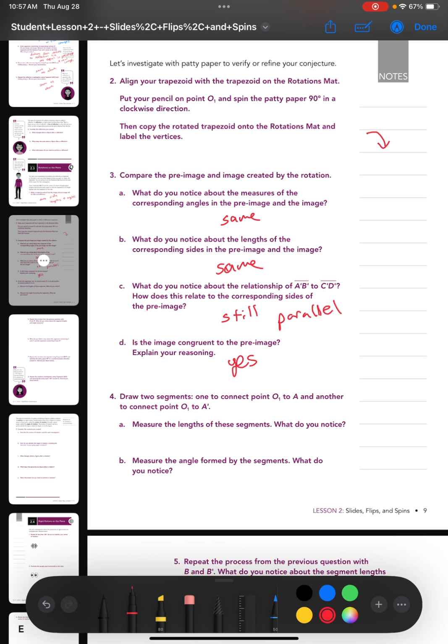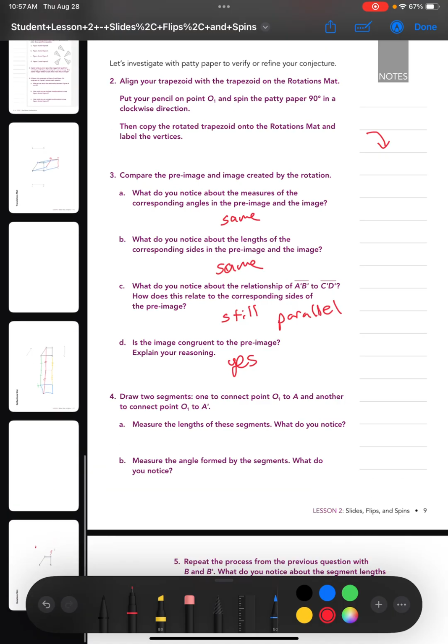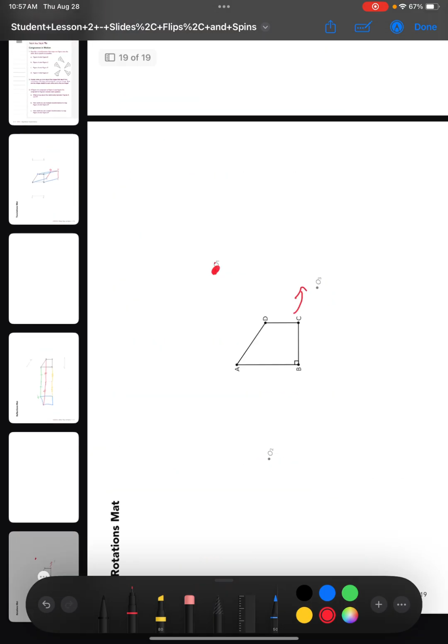Okay, for 4, take your patty paper, draw 2 segments, one to connect point O to A, and another to connect point O1 to the new A. Measure the lengths of these segments. What do you notice? So again, I'm going to go back and try my best to draw it in here. And again, we said clockwise, so I'm going to erase that arrow. So if you were to rotate this clockwise 90 degrees, essentially it's going to look something like this when you get it over here.